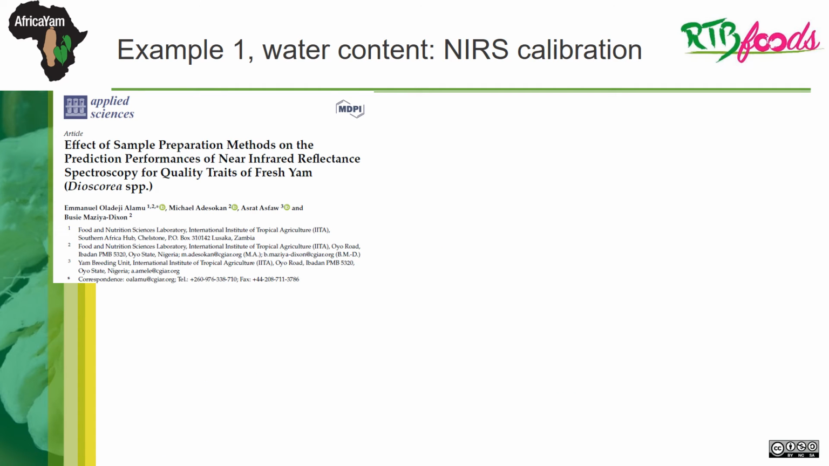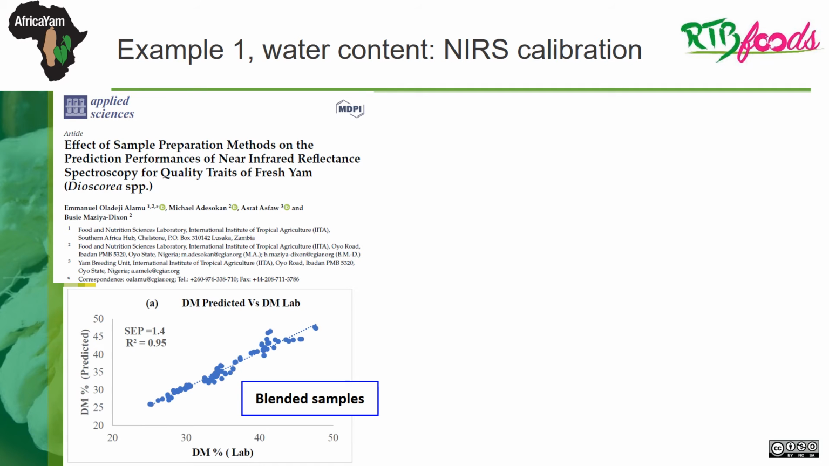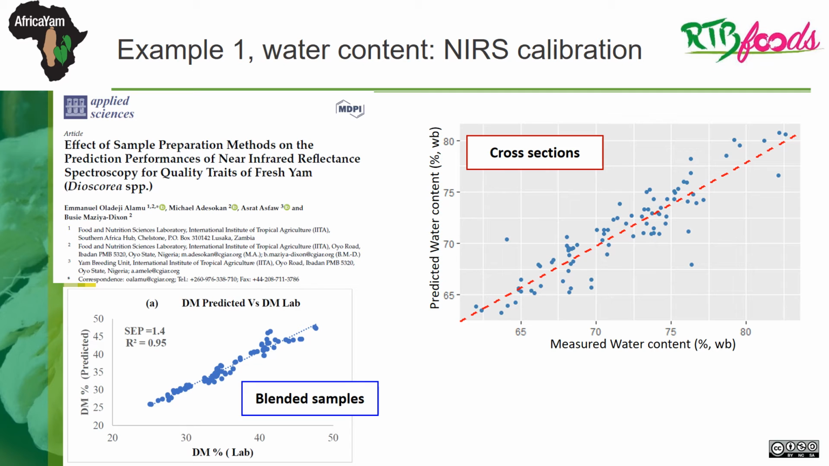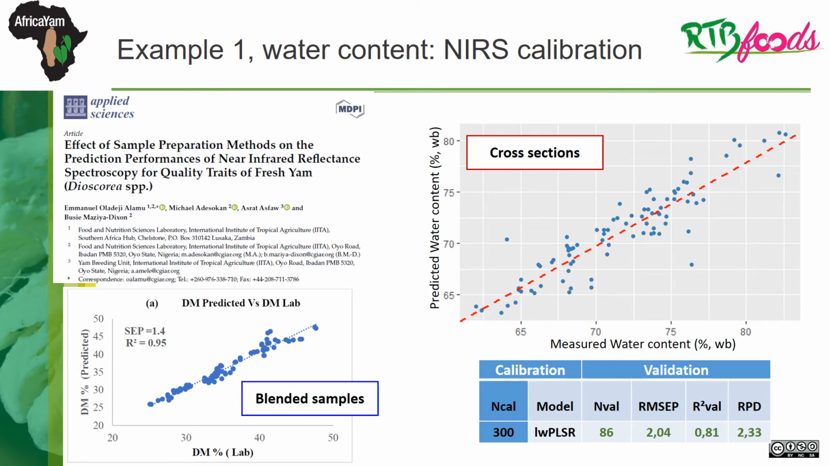After that, when you have established that water content is an interesting candidate for predicting the texture of yam, for example, for pounded yam, you have to establish a calibration, and this has been done, for example, in the case of yam at IITA for blended samples. In this case, you have a very good prediction of the dry matter content. We also tried to establish this correlation on cross-sections of yam. In this case, the prediction is okay, but not as precise as on blended samples.